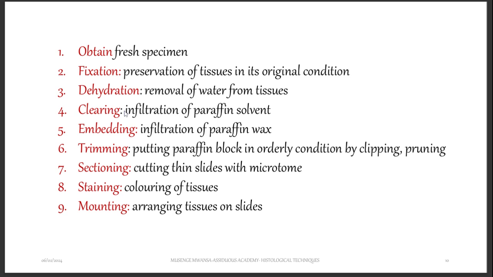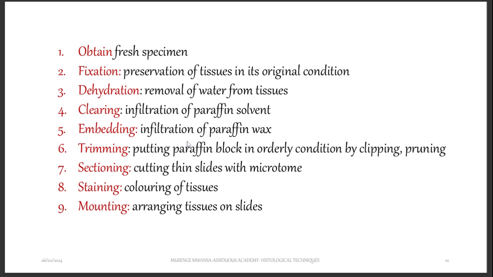After you remove water, you are now going to infiltrate that tissue with a solvent, and that is known as clearing. The first one was a solvent to remove the water. That was clearing. To clear is to remove. And then now you are going to infiltrate with paraffin wax. You want to harden the tissue. That is known as embedding.